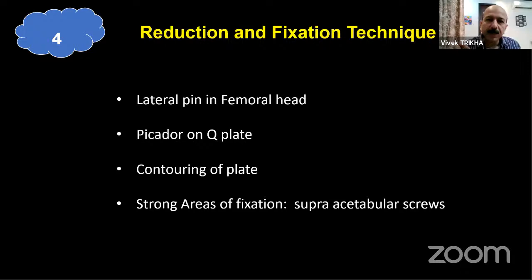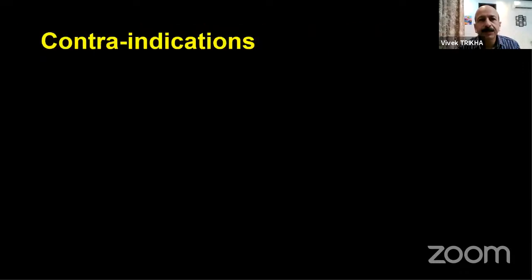So the reduction tips are: lateral pin in the femoral head, picador or ball spike on the quadrilateral plate for reduction, and contouring of plates right now, because we do not have the anatomically contoured plates available to us at present. Fix the strong areas of fixation, which are mostly the supra-acetabular screws and the pubic rami or the symphysis, which you will get on the medial side.